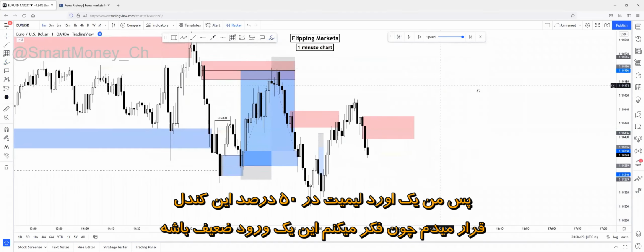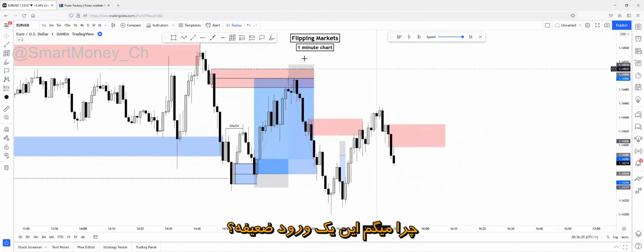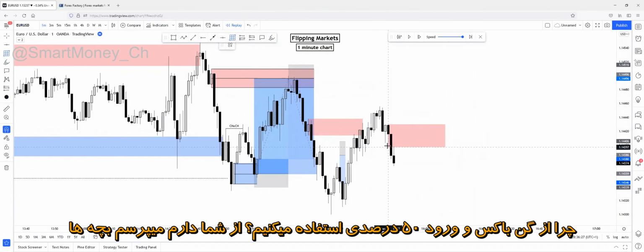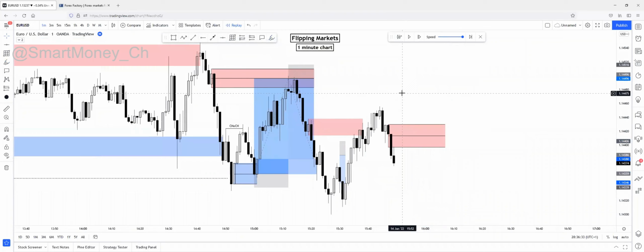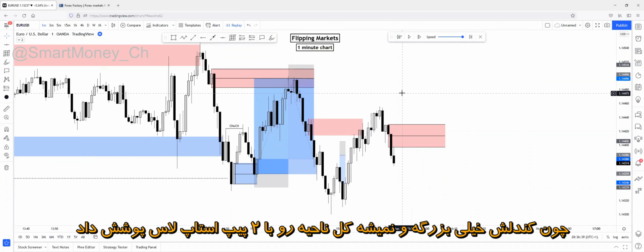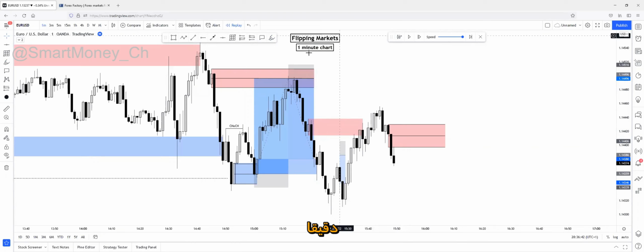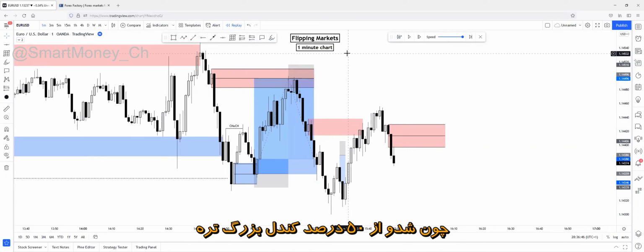weak entry zone. Why am I saying that this is a weak entry zone? And why are we using a gap box here and the 50% entry? I'm just asking you guys. Because the candle is too big to cover the 2 pip stop loss. Exactly, because the wick is more than 50%.